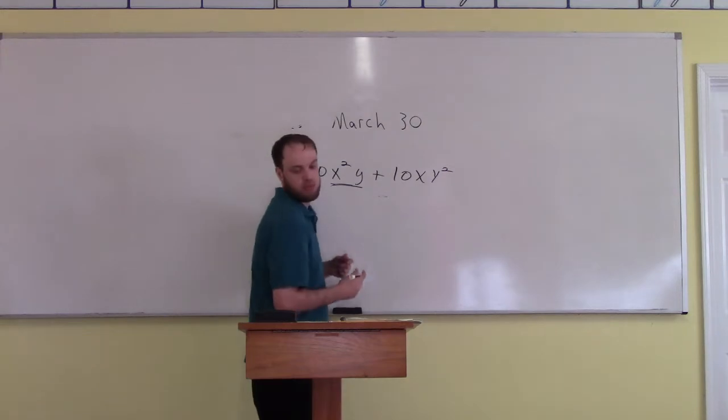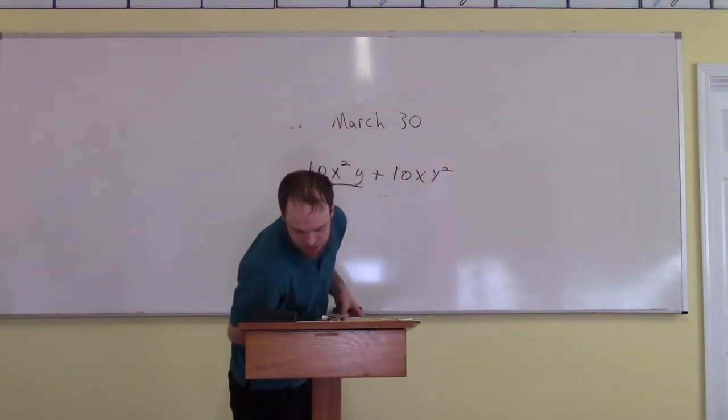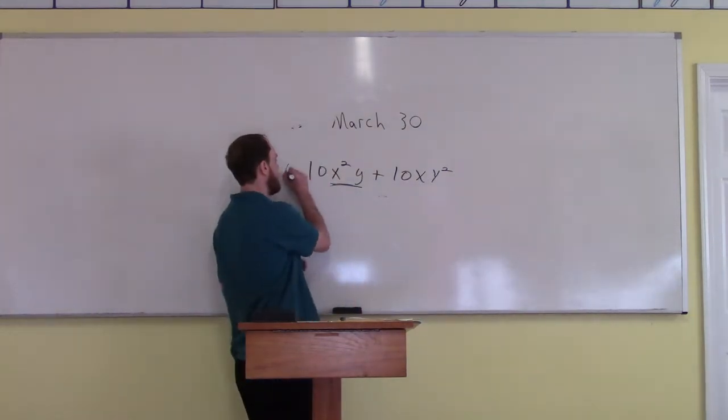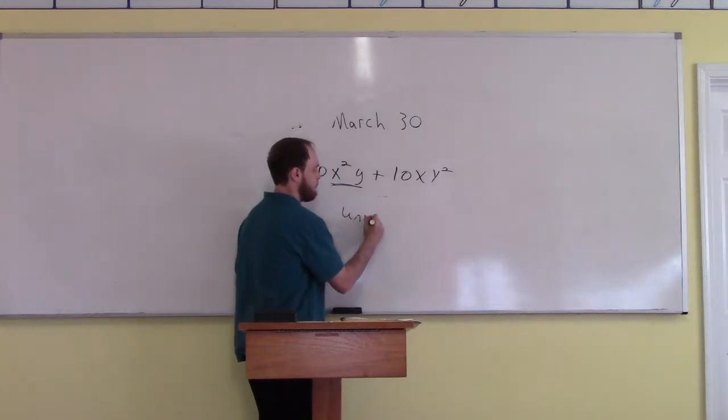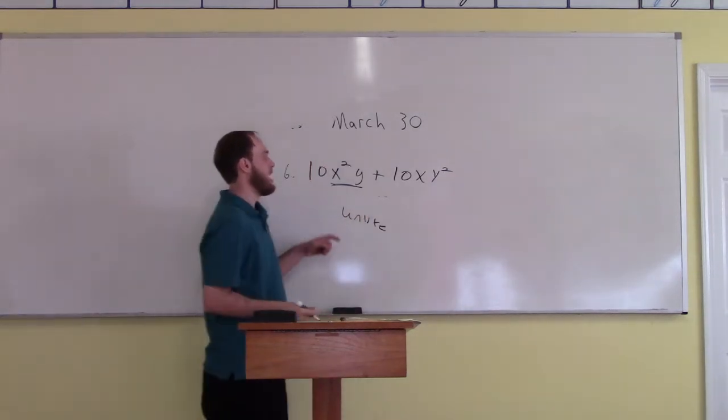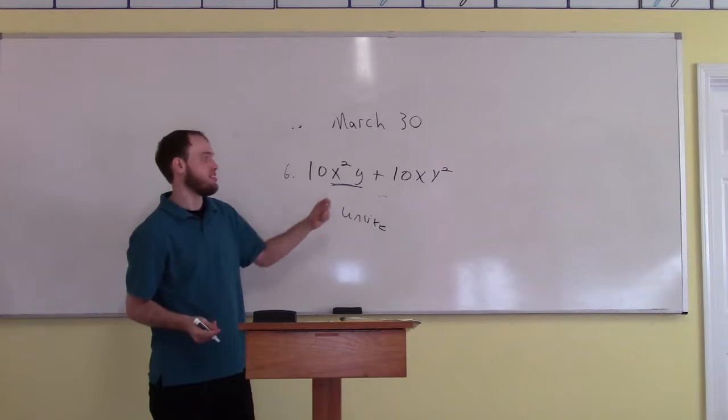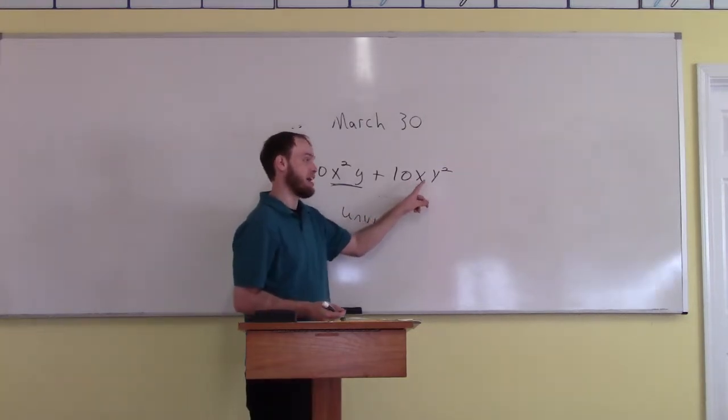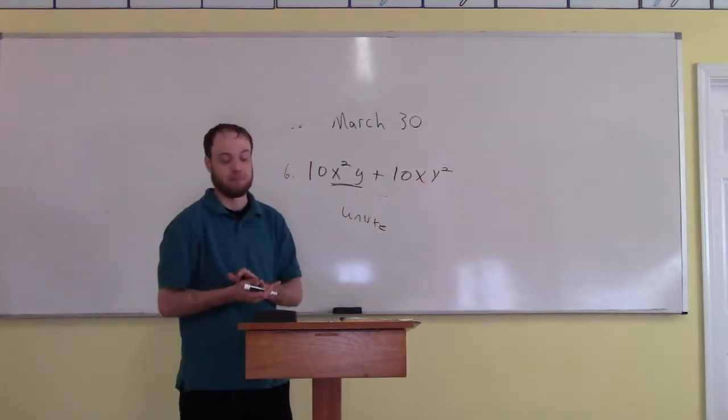So this was number 6. So 6 would be an example of unlike terms because the x squared y does not match exactly with the xy squared. They have to match exactly.